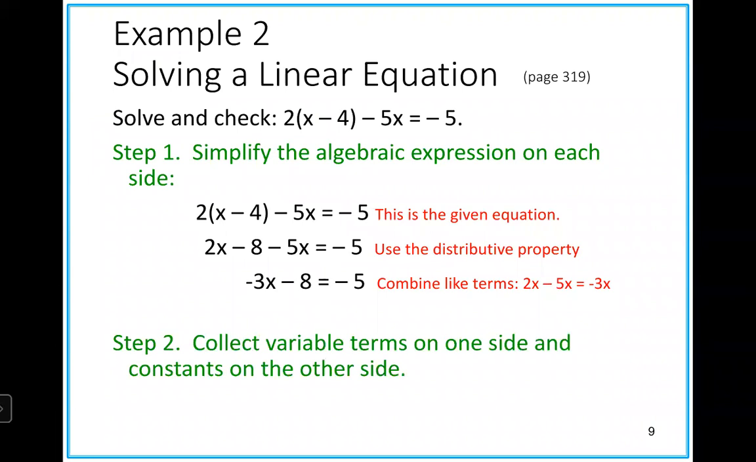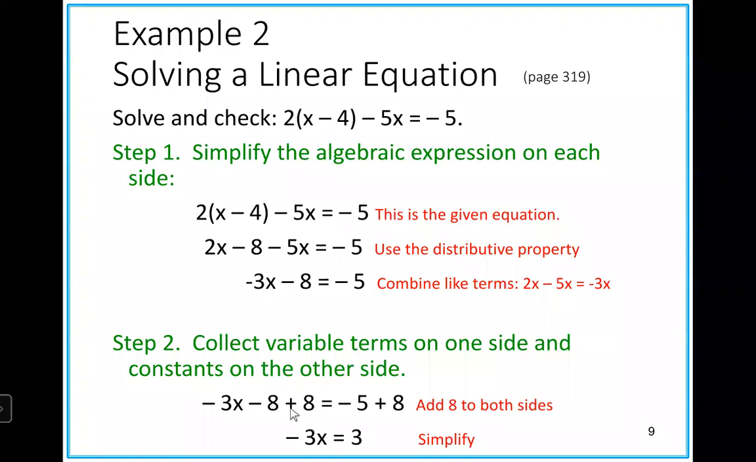So once we do that, now we can deal with the moving of the -8. The opposite of -8 would be +8, so you're going to add 8 to both sides. Once you add 8 to both sides, this -8 plus 8 will cancel out. So you're just left with -3x. And then -5 plus 8 gives you 3. So -3x is equal to 3.